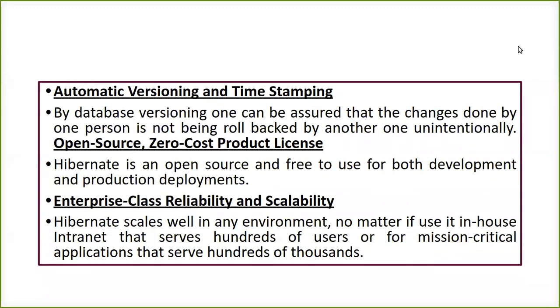Automatic versioning and time stamping. By database versioning, one can assure that the changes done by one person are not rolled back by another, even unintentionally. So if I'm putting my data into the database with the help of an ORM tool, even unintentionally it's not possible for another person to roll back, remove or update any data which has been done by the person responsible for it.